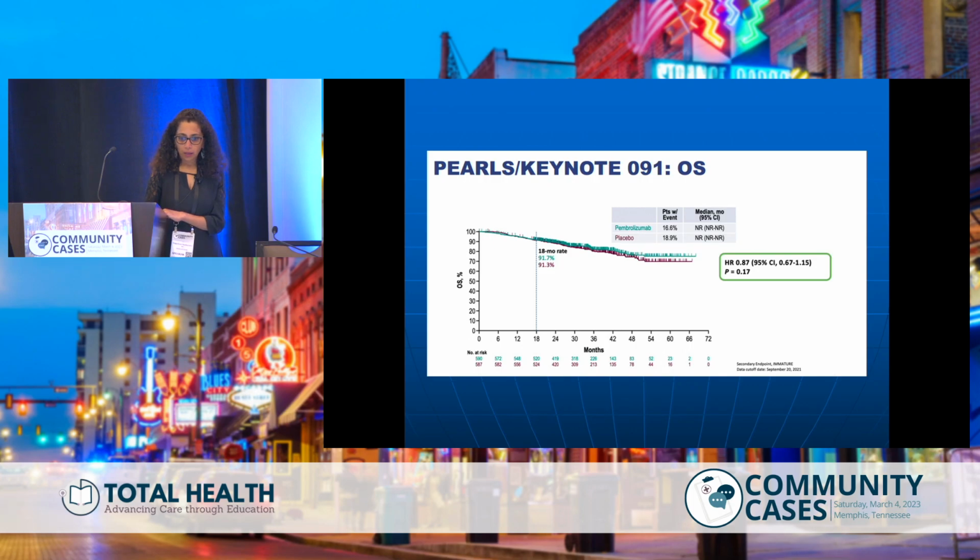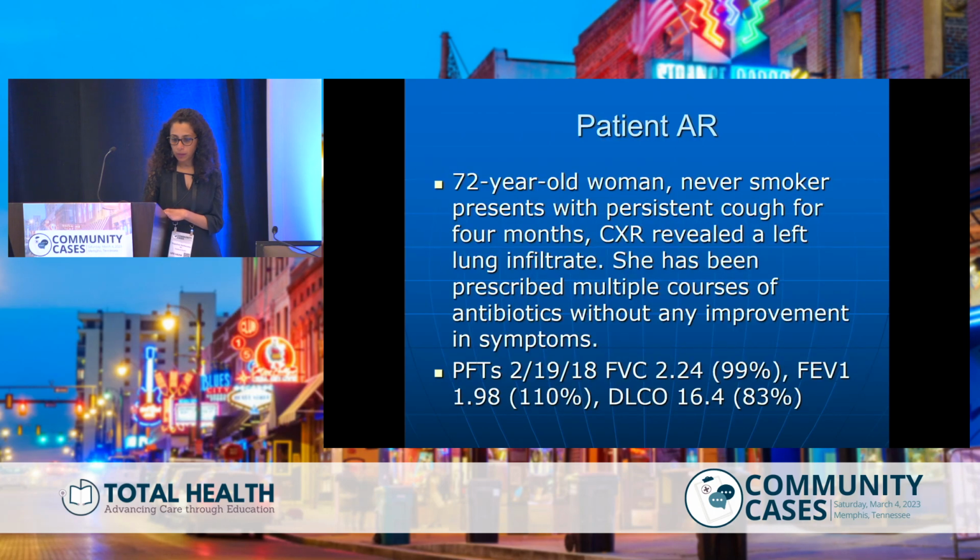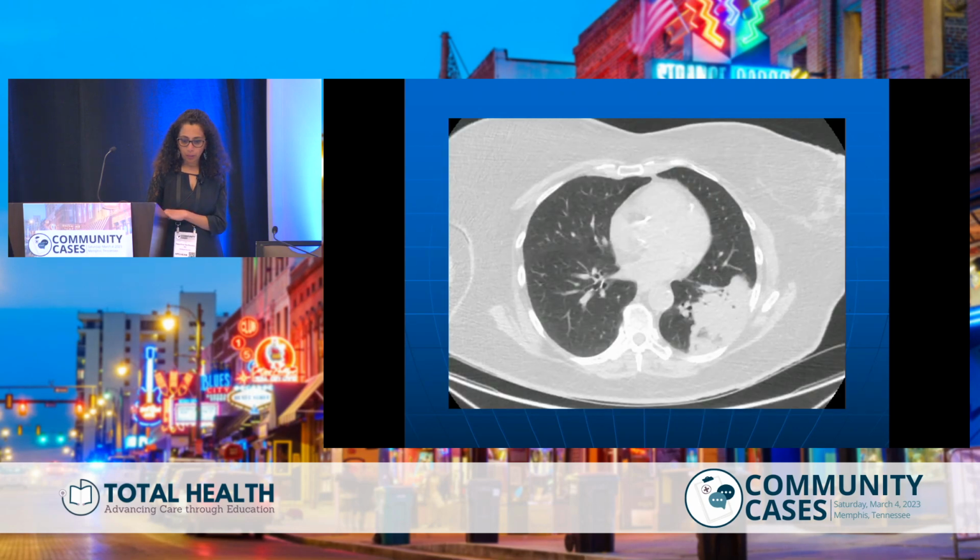So this is the overall survival, not mature, trend towards improved survival. So last, I think this is 72-year-old woman, never smoker, presented for cough for 4 months. Chest X-ray revealed a left lung infiltrate. She was prescribed multiple courses of antibiotics without any improvement. PFTs are pretty good. This is her tumor, and you can imagine why she was treated as pneumonia.